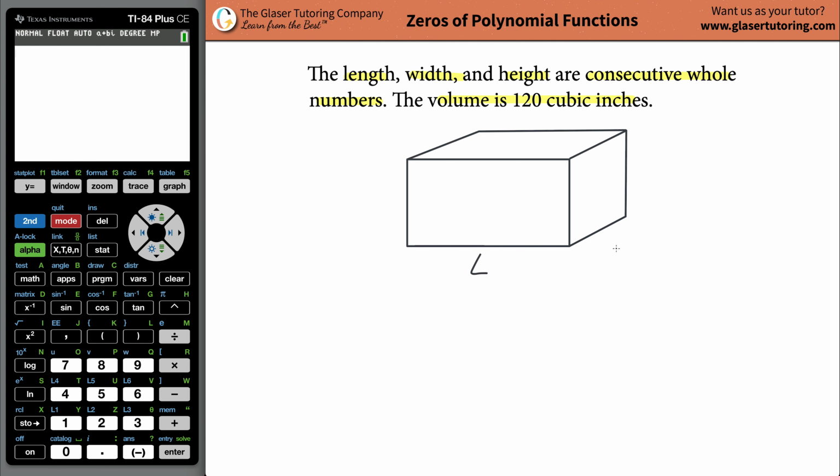So we know the length of the box is here generally. This is the width, and that's going to be the height. So what they're saying is that they're going to be consecutive whole numbers. In other words, maybe this will be 13, 14, 15. Maybe this will be 17, 19, and 18. I have no idea, right?